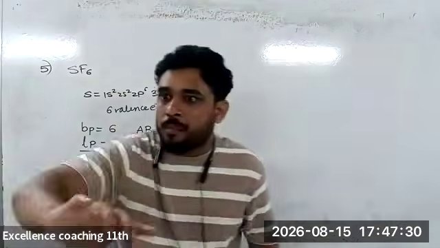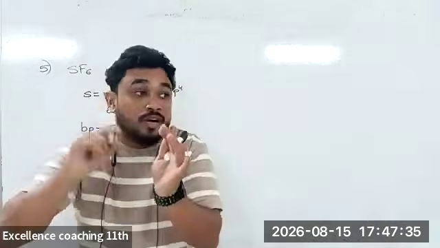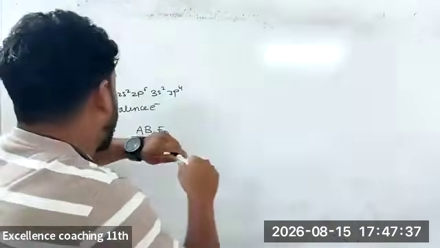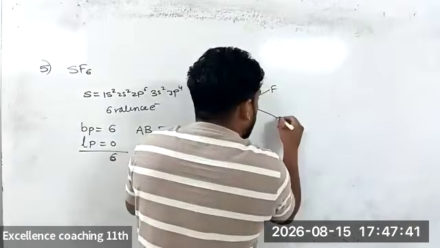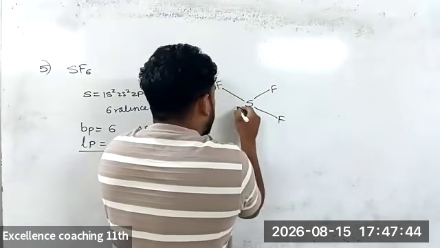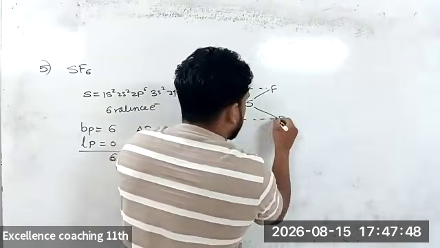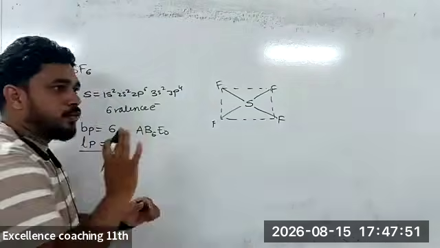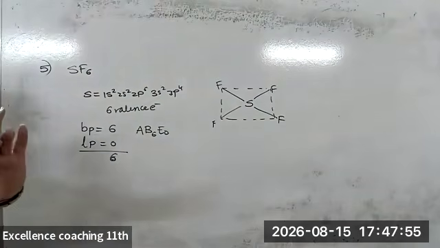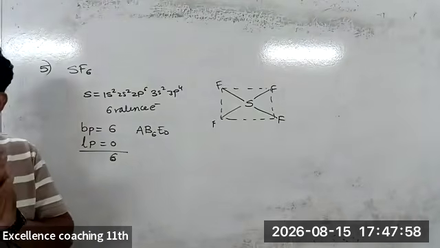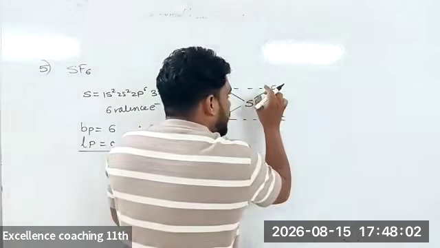Not square pyramidal. Not bipyramidal. This is called what? Octahedral. How does it look like? Please be careful here. Sulfur, take fluorine, 2 fluorine, 3 fluorine, 4 fluorine. Is it looking like a square? It should look like a square. No need to draw with exact angle measurement.